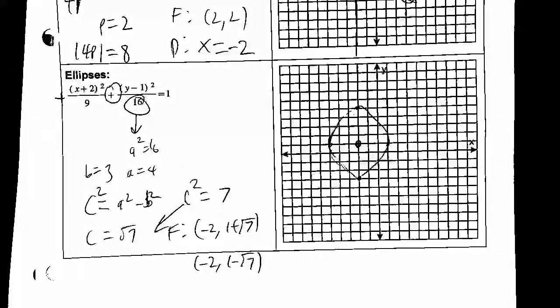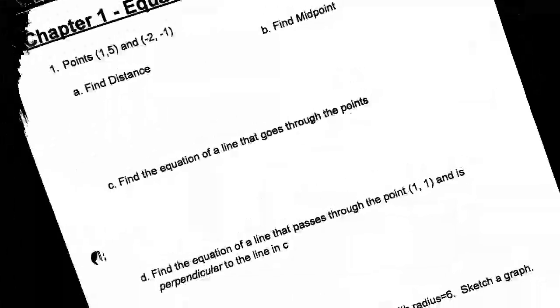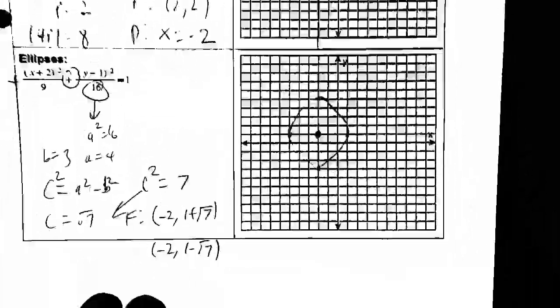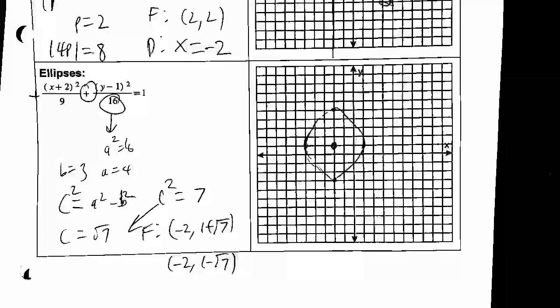Okay. Not too bad, right? And then last one. Are you going too fast? We got it? Wait, c squared equals root 7, right? C equals root 7. Last page. This is it. This is the end.